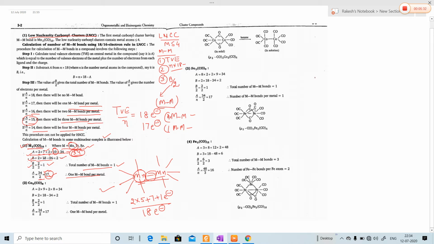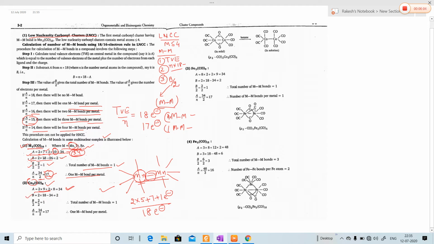Similarly, the structure of Co2(CO)8. Firstly we have calculated the total valence electron. There are 9 electrons in their valence shell. There are 2 metal atoms. It means 2 into 9 plus there is 2 electron contribution by each carbonyl, and 2 into 8, that is equal to 34. That is the first step, total valence electron.